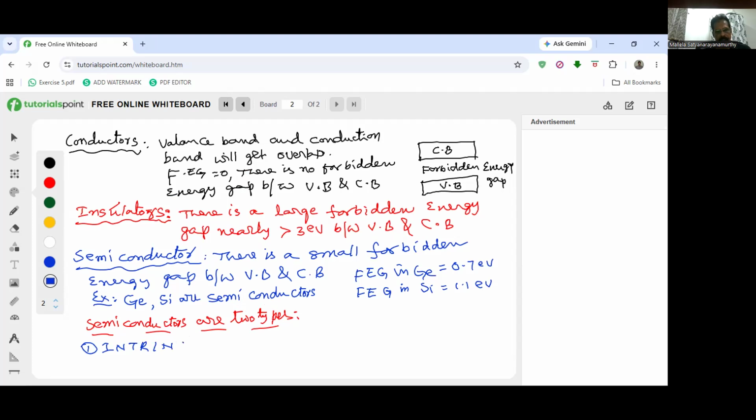Intrinsic semiconductor means pure form of germanium, silicon are called intrinsic semiconductors. Pure form of germanium silicon are called intrinsic semiconductors.